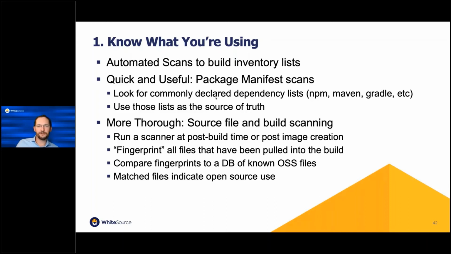The most thorough way to have a software manifest is source file and build scanning. What that means is that you run essentially a fingerprinting of all the files in your build to match them against known open source files, and then use that to build up the bill of materials for your software. This is the only way to know that you're not missing something: you literally scan every file that got pulled into your build, compare it against a known list of files, and whatever is the overlap is the open source that you're using, right? So this is how to know what you're using. If you use package manifests, you've got a good idea. If you use file scanning, you've got a great idea.